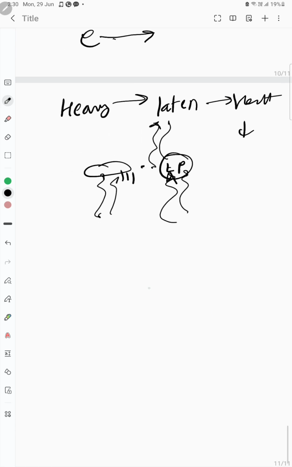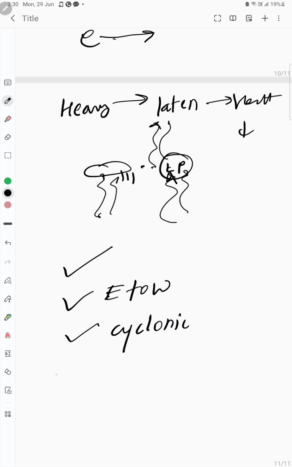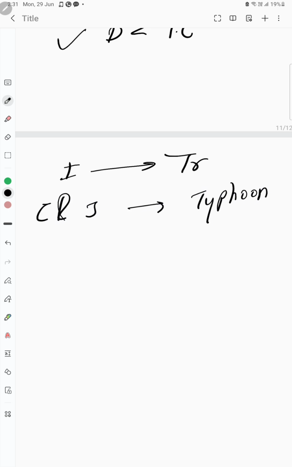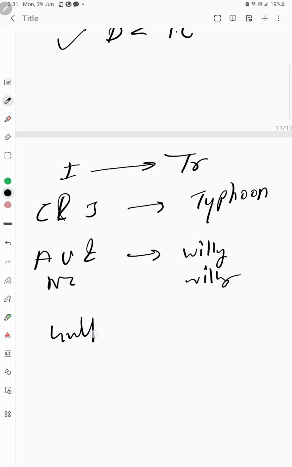Now some characteristics of a tropical cyclone are that it is disastrous. It moves from east to west and it receives cyclonic rainfall and its diameter is smaller than the temperate cyclone. Now the different names of the tropical cyclone. In the Indian Ocean we will call it tropical cyclone only. In China and Japan we will call it typhoon. In Australia and New Zealand we will call it willy-willy. Then in the Gulf of Mexico and USA, its speed is highest, so it is called hurricane.